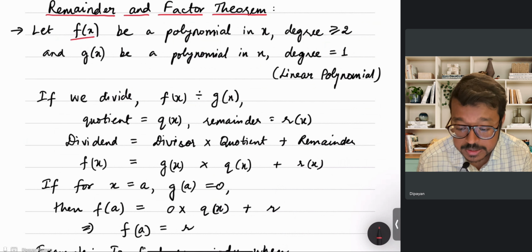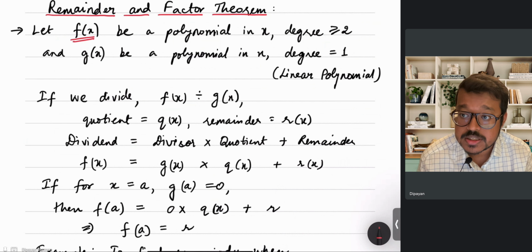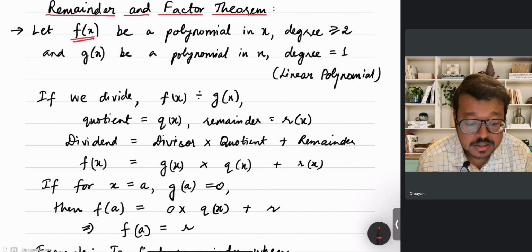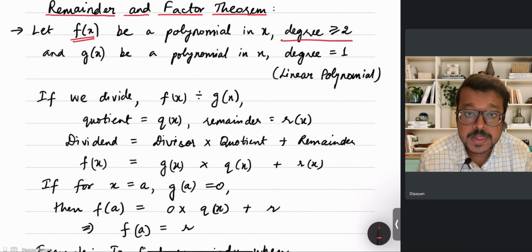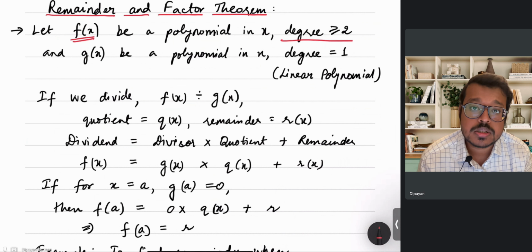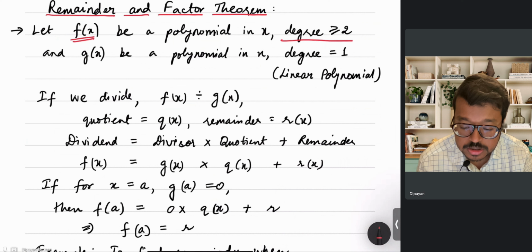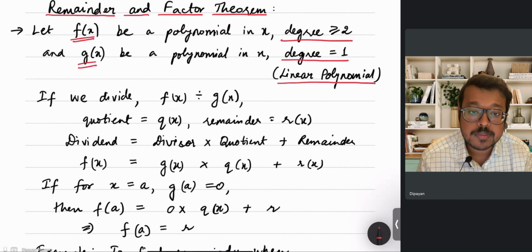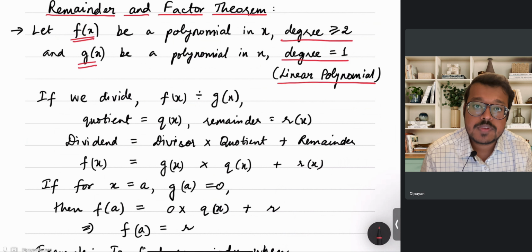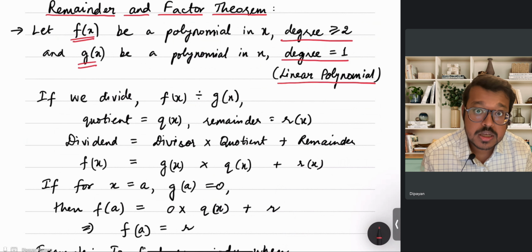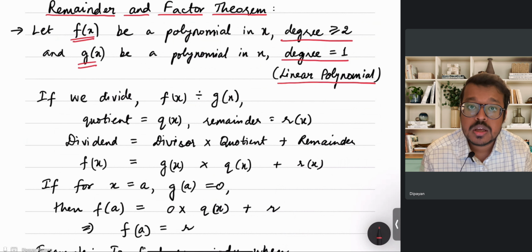is denoted by the notation f of x, f bracket x, and the degree is greater than or equal to 2. Degree is the highest exponent on the variable in the expression. And we have another polynomial g of x with the degree 1, and that's known as a linear polynomial. Now the reason why we are using this notation is that f of x we can consider a polynomial function.